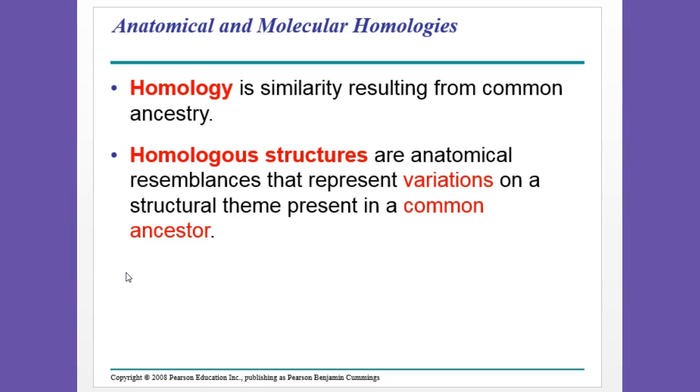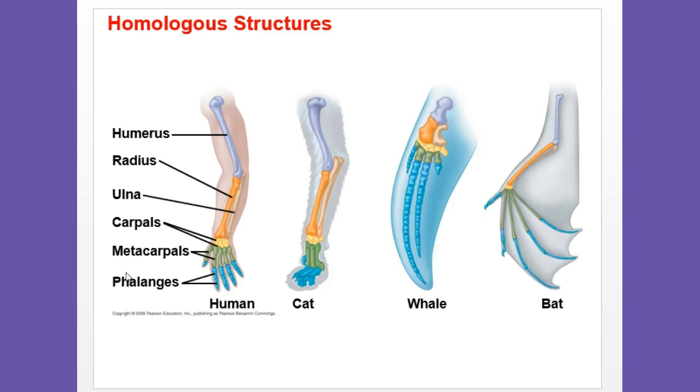Anatomical and molecular homologies. Homology is a similarity resulting from common ancestry. Homologous structures are anatomical resemblances that represent variations on a structural theme present in a common ancestor. Okay, here are some homologous structures, talking about mammalian forelimbs.